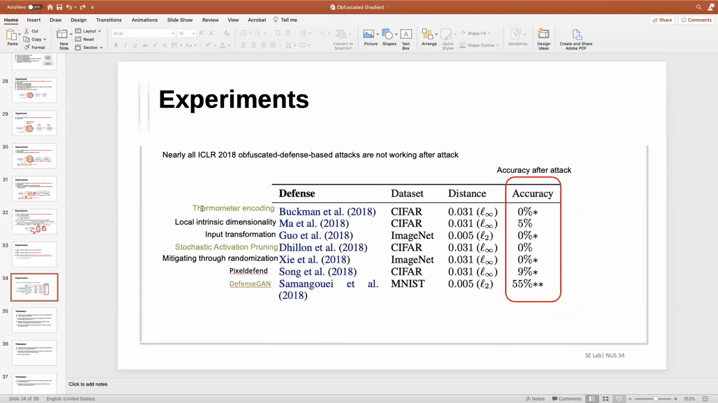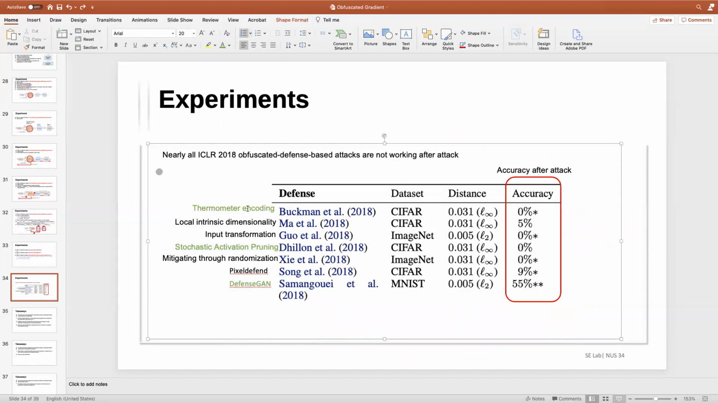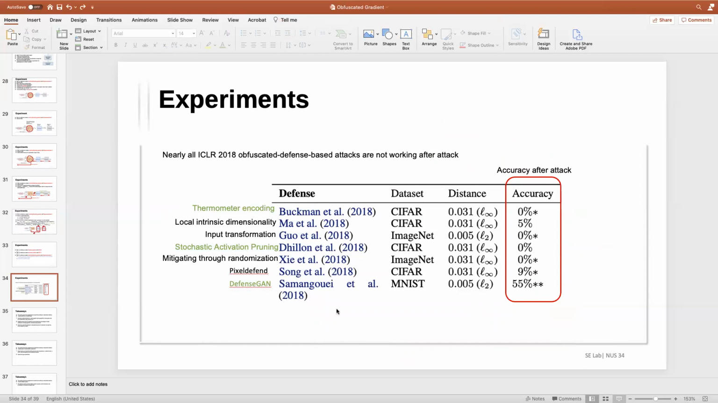So I only introduced 3 of the works. Actually, they have done 7 experiments in total, but I just selected 3 of them because the rest are similar. These 8 defense works are all from ICLR in the same year.